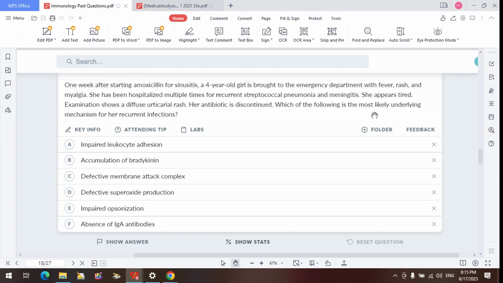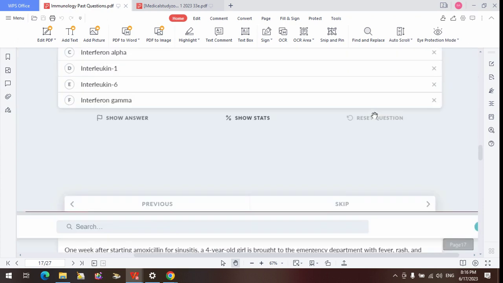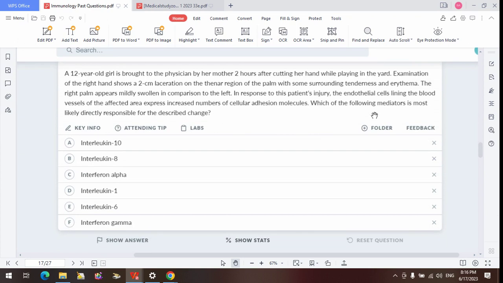So it means that the organism just stays in circulation. There are many mechanisms to it, but the final common pathway is that the early complement, most importantly C3, is defective. Okay, I get it. All right, thank you. You are welcome, Dr.